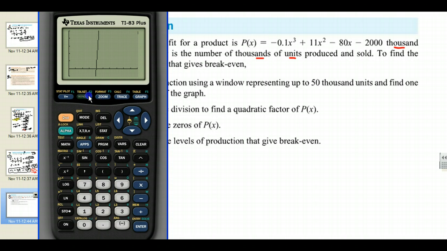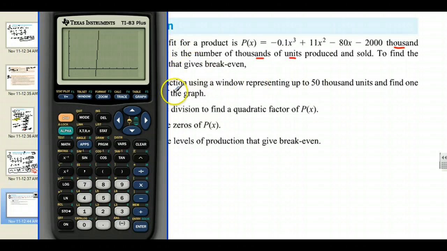And by the way, my window is 0 to 50 because it says up to 50,000 units, and x is thousands of units, so that's 50,000. And then my y min was negative 100 to positive 500. For the y's, make your y scale 100, make your x scale 5, and your graph will look like my graph.